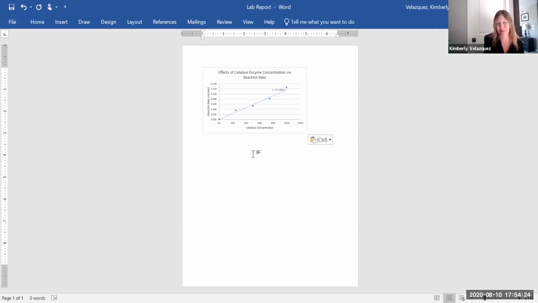Okay, here's my graph in my lab report. So I just did Control V to paste. So Control C is copy, Control V would paste it in, and I could do the same thing with my data table.